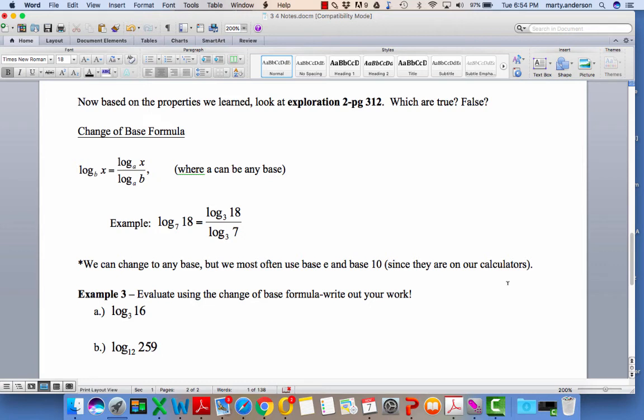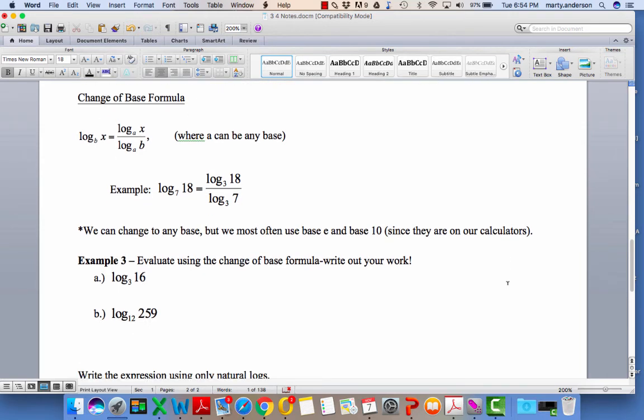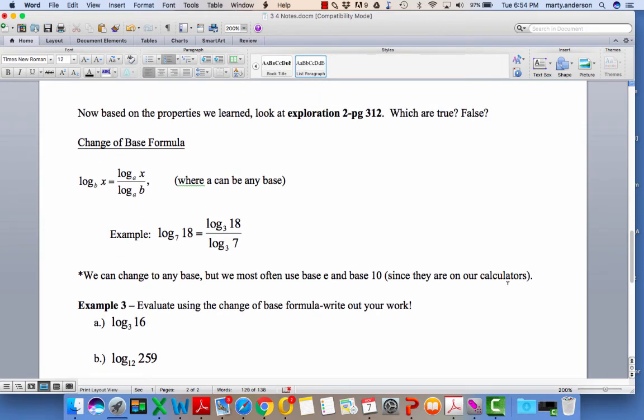Change of base formula is very important. You can do this exploration now if you wanted to. We'll do it when I get back.